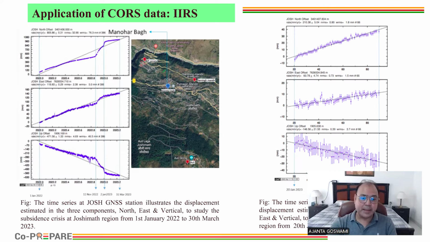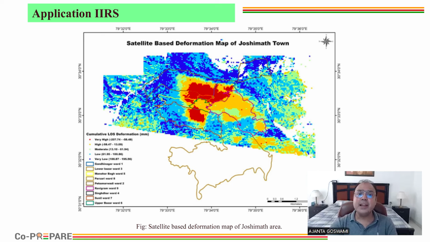Similarly, this is for another timeline from 1st January 2022 to 38th March 2023, where they tried to capture the subsidence. This is for 11 November 2022, 2 January 2023, and 31 March 2023, how it took place. And this is again a zoomed part from 20th January 2023 to 30 March 2023, just to see whether it is continuing further or not. Finally, they have created one satellite-based deformation map of Joshimath town.